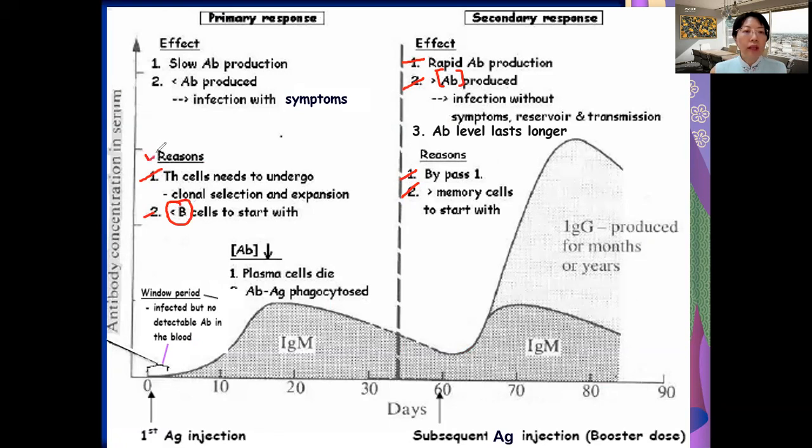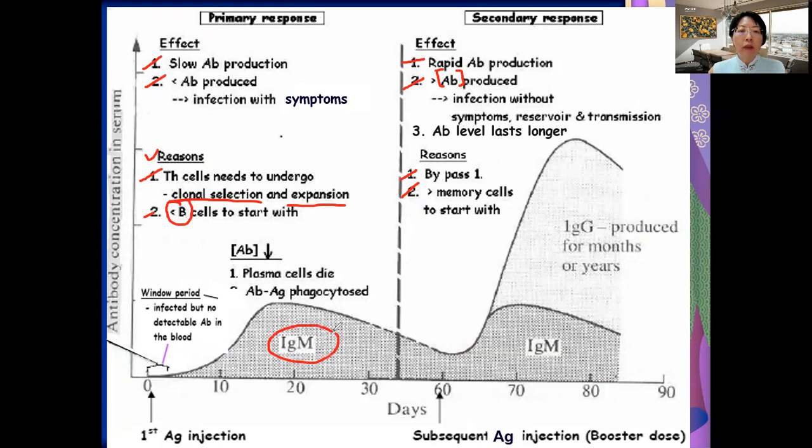So these two reasons explain why in a primary immune response, the production of antibody is very slow. Slow because there is a delay waiting for the T helper cell to undergo clonal selection and clonal expansion before our B cells can undergo clonal expansion. So that's why it's slow, right? Until antibody is produced, it's very slow. Many steps are involved. Then we get less antibody produced because we have fewer B cells to start with. All right, so this is homework that you have to fill in.